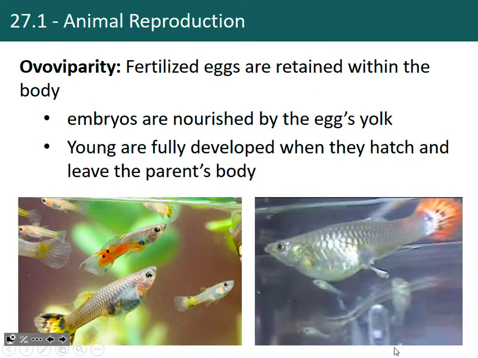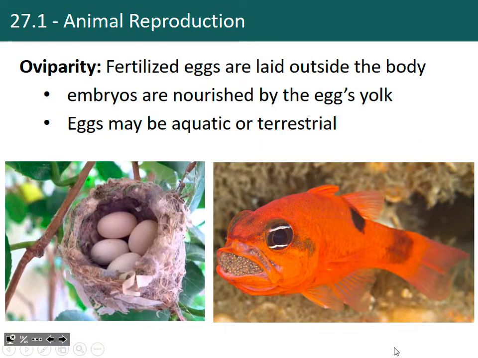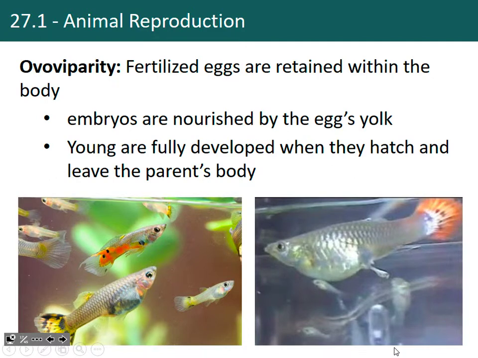Okay, then there's ovoviparity. These words are really similar, oviparity and ovoviparity. Ovoviparity is when fertilized eggs are retained within the body, and then the developed offspring hatch and leave the body. So live bearing fish like guppies, this guppy here is full of little baby guppies. The embryos are still nourished by the yolk inside the egg, inside the parent's body.